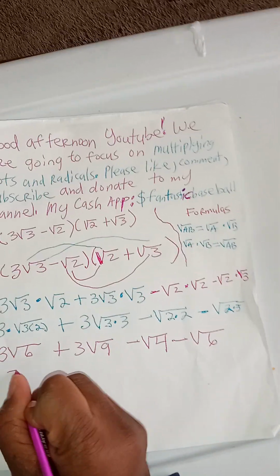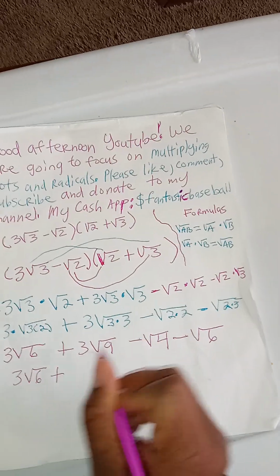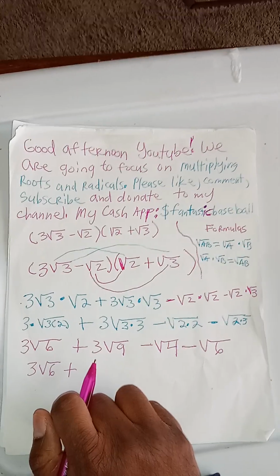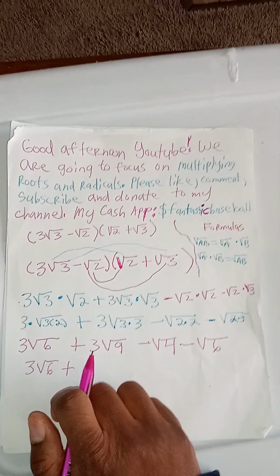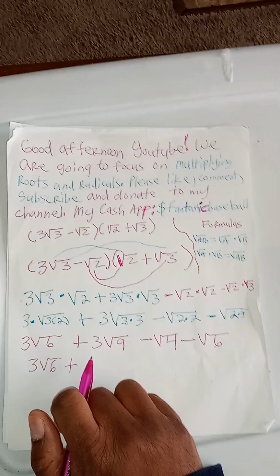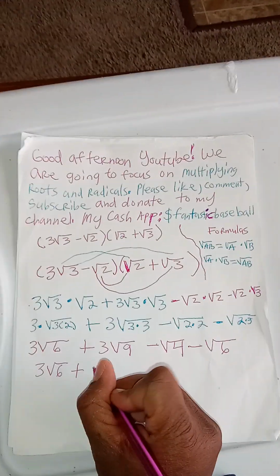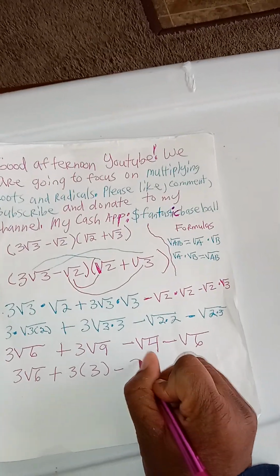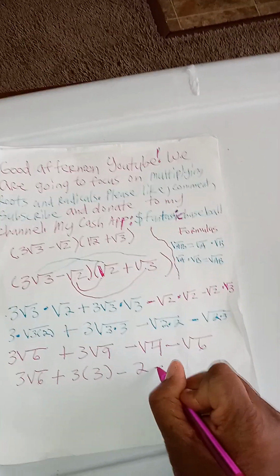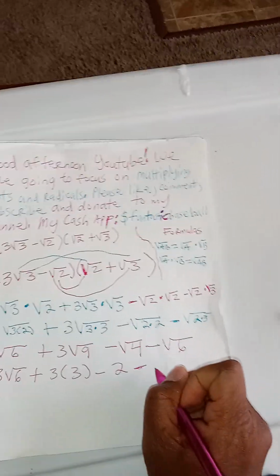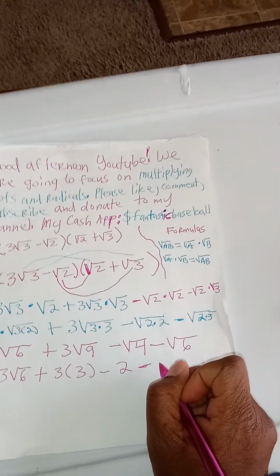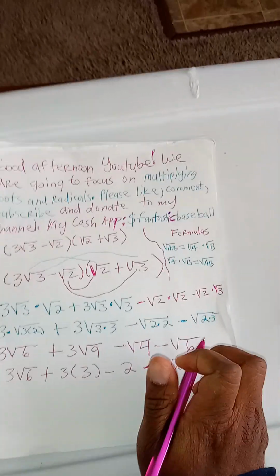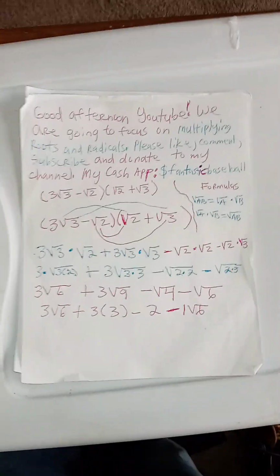So 3 square root of 6 plus 3 times square root of 9. The square root of 9 will become 3, because it is a perfect root that'll break down to 3. So it's going to be plus 3 times 3 minus square root of 4, and that is 2, minus square root of 6, and square root of 6 is equivalent to 1 square root of 6, because 1 times anything will yield itself.